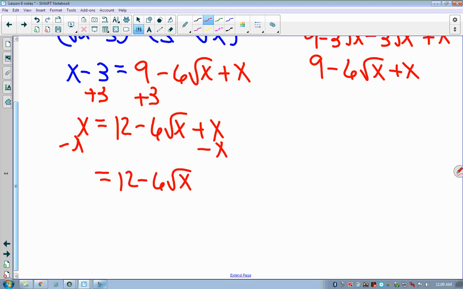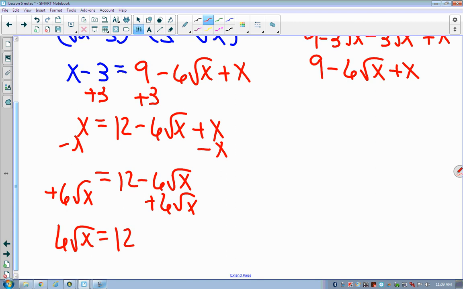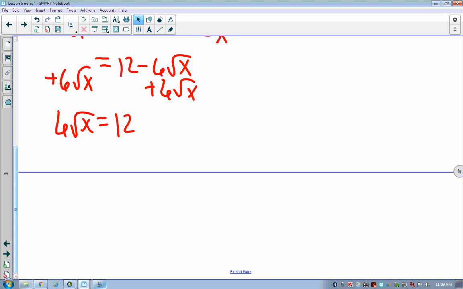So let's move that. So we have 6 radical x equals 12. Okay, let me make a little bit more space here. Okay, divide by 6, he says. So I've got radical x equals what?